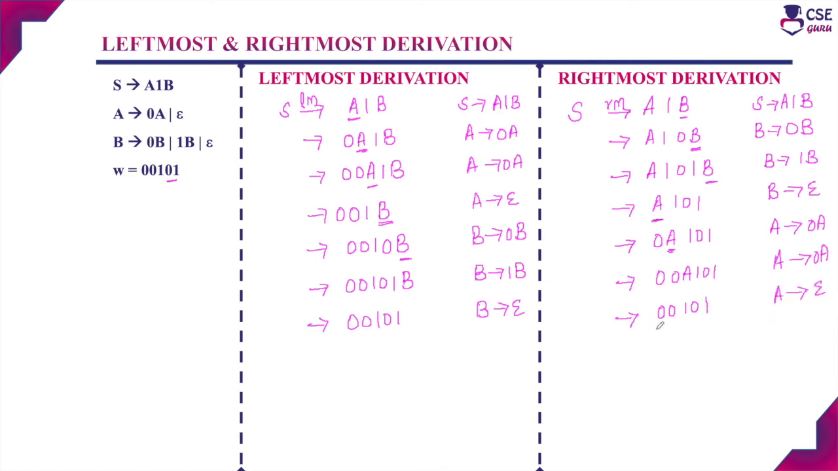So now we have derived the string using the rightmost derivation also. So here we have shown the same string we have derived using the leftmost derivation as well as the rightmost derivation.